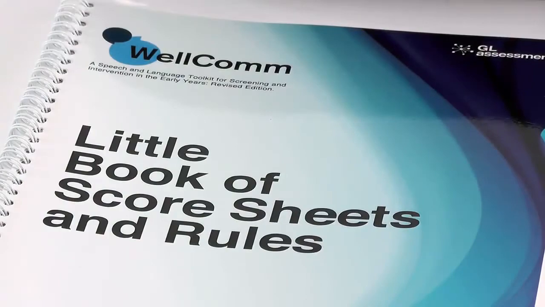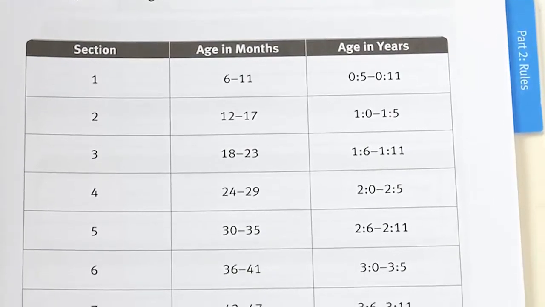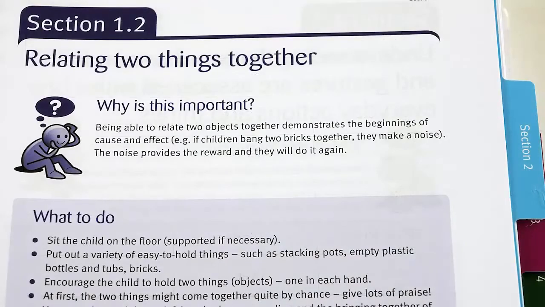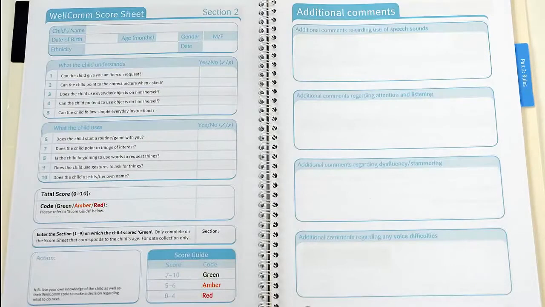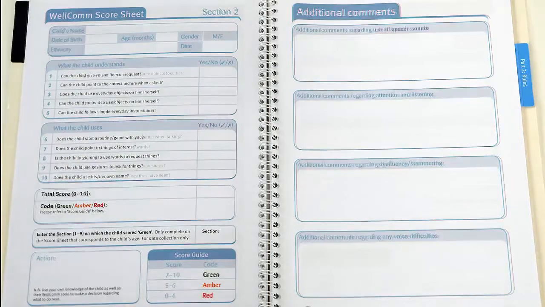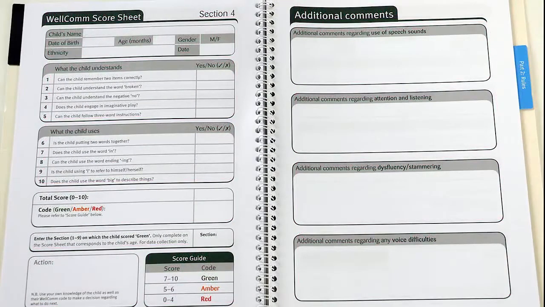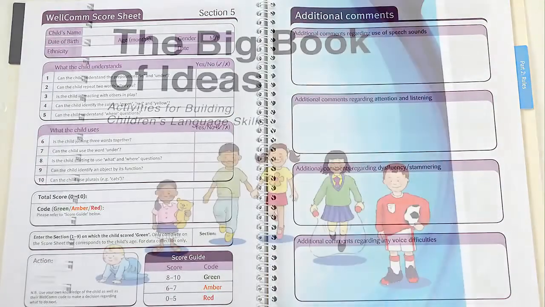Once you know the age of the child in months, you can find the section that matches the child's age from the Little Book of Score Sheets and Rules. Each section in the book is colour-coded, which is also matched to the colour of the score sheet you will need when screening. The score sheets can be photocopied, which you may want to do in colour when you first start using the screen. This will help you find the instructions and score sheet, and then the relevant activities from the Big Book of Ideas.